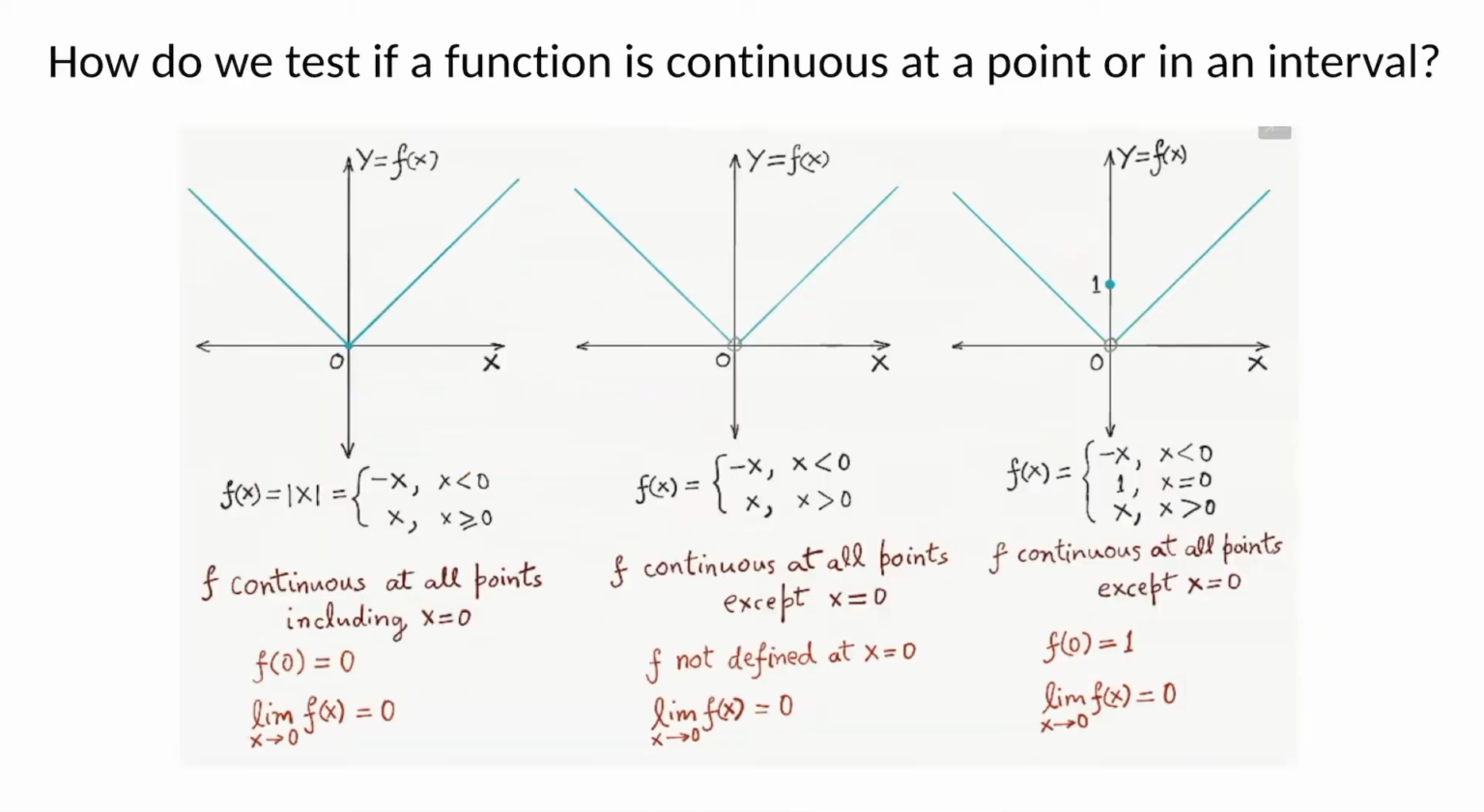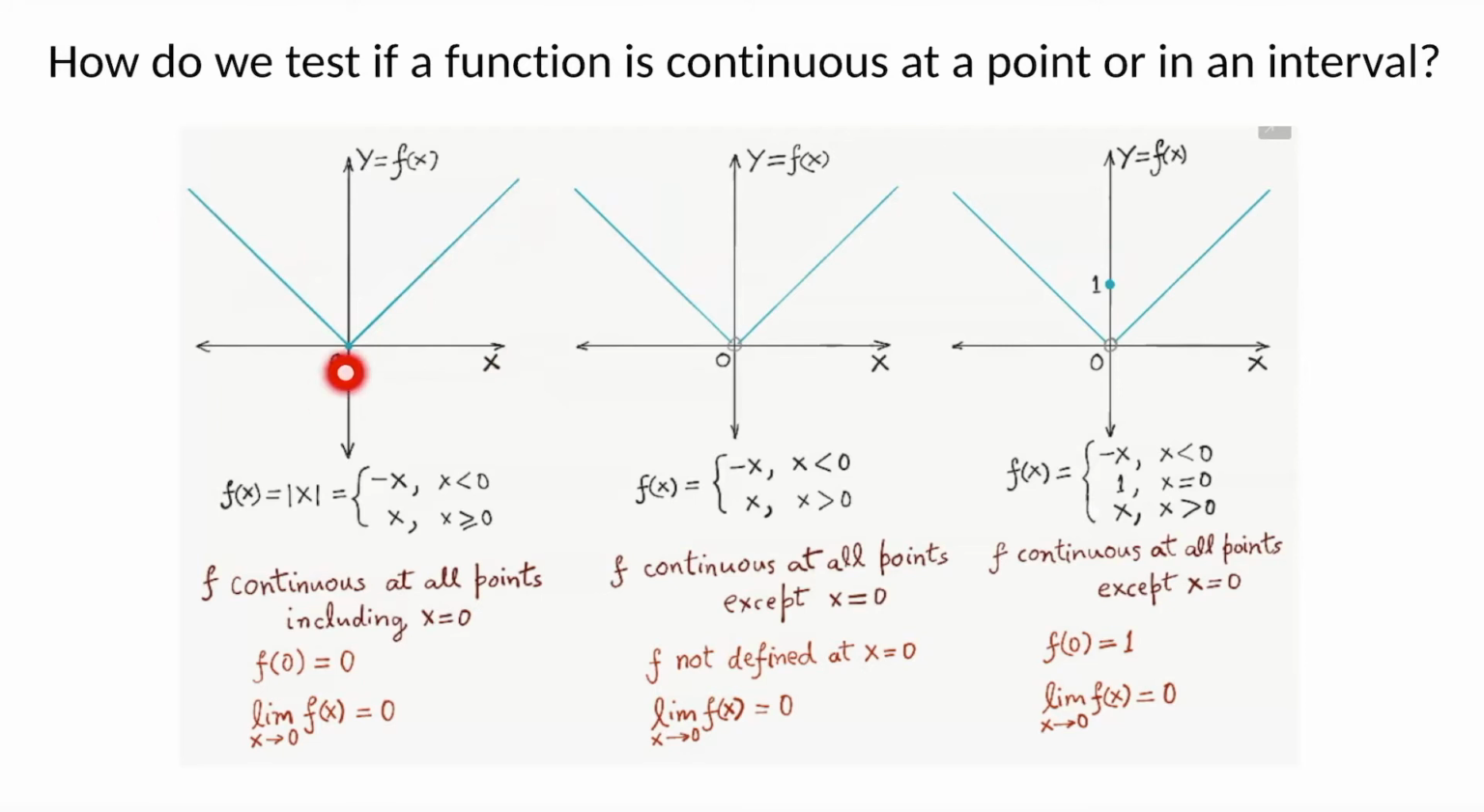And just as another example, look at these 3 functions defined here. The difference is that in the first case on the left hand side, the function is defined at all points including x equal to 0. By looking at this graph, it is obvious that at every other point except x equal to 0, the function is continuous because it has a smooth shape. So all that we need to check is whether it is continuous at x equal to 0 or not.